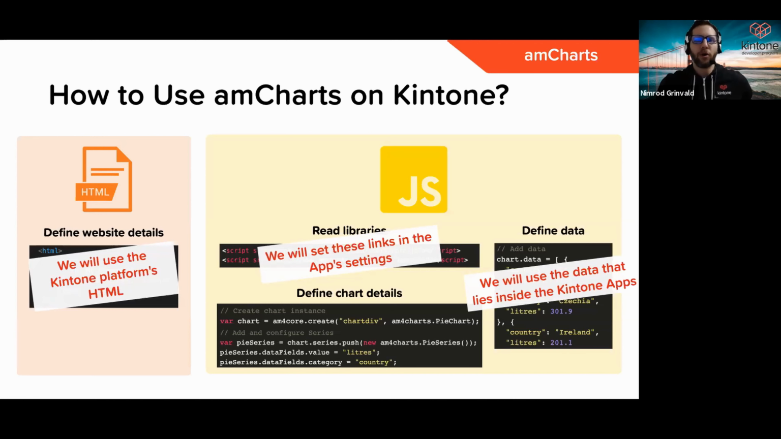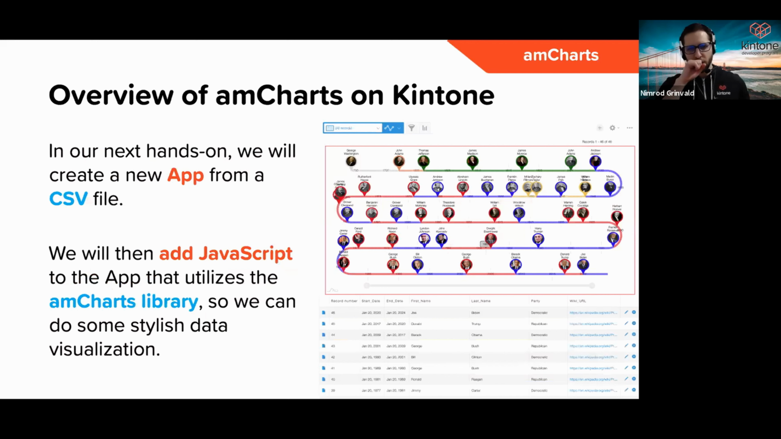And that's what we're going to spend our time doing today. So what we're going to do, we're going to create a new app from a CSV. And then we're going to add that JavaScript customization that we're talking about. That's going to use the amCharts library, and then we're going to be able to do these cool data visualizations.